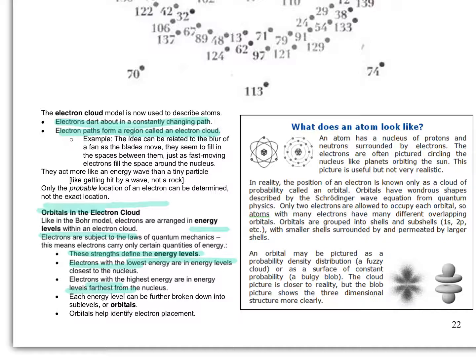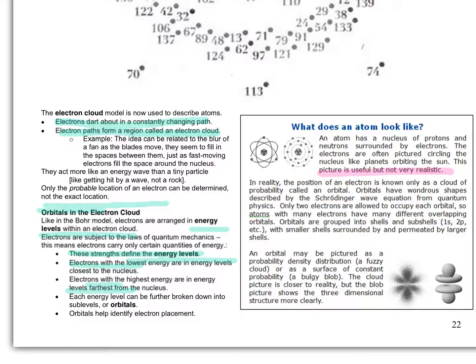What does an atom really look like? Well, an atom has a nucleus of protons and neutrons surrounded by electrons. Those electrons are often pictured as circling the nucleus like planets orbiting the sun. That's the Bohr model. While this picture is useful, it's not very realistic.